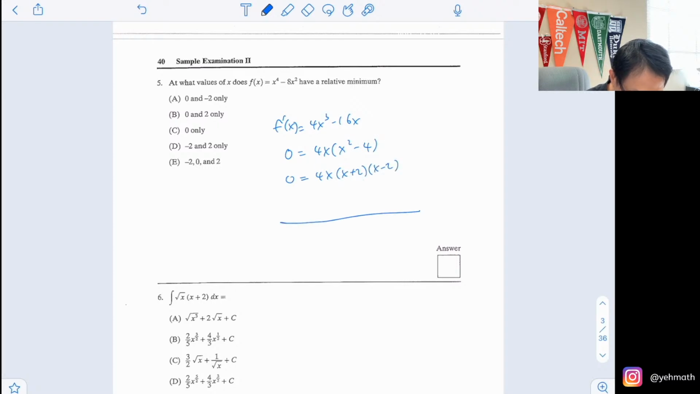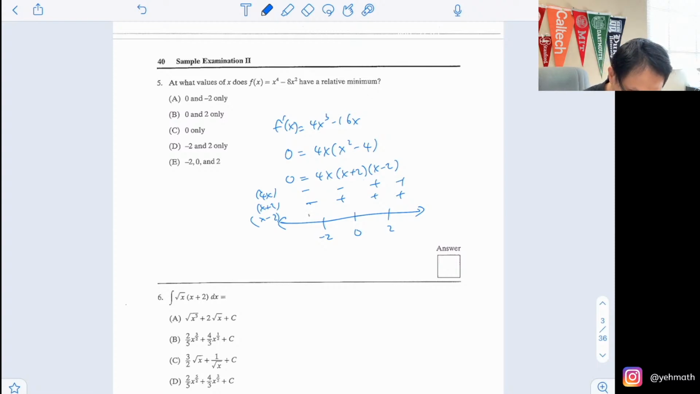So what do you put? You're going to do a number line test between -2, 0, and 2. And what's going to be on the test? 4x, x plus 2, and x minus 2. So this side is going to be negative, negative, positive, positive. And when you do -3, it's going to give you negative. -1 is going to be positive, positive, positive.